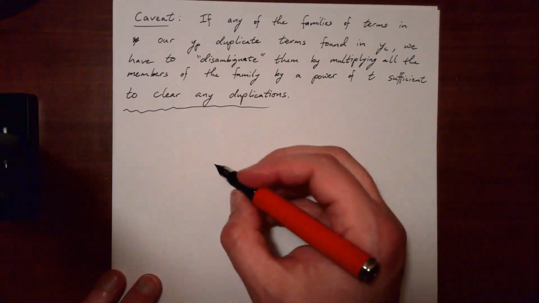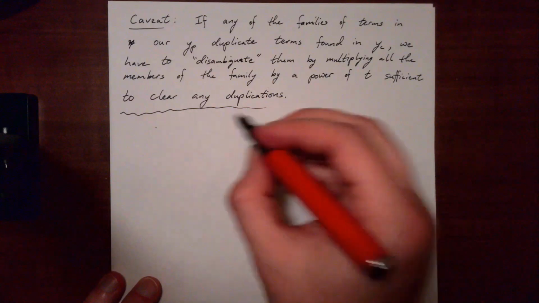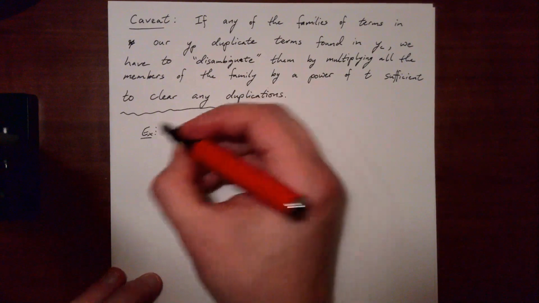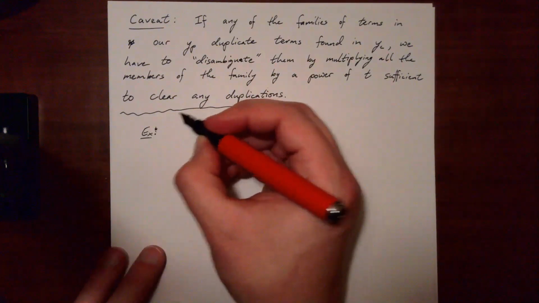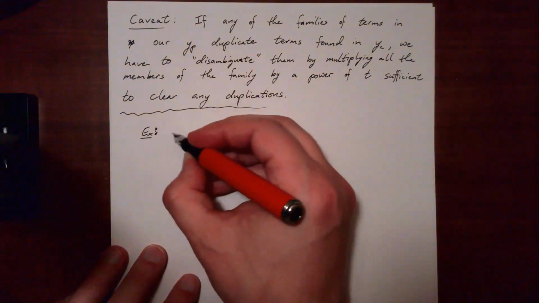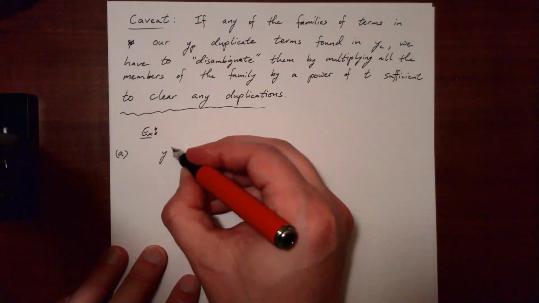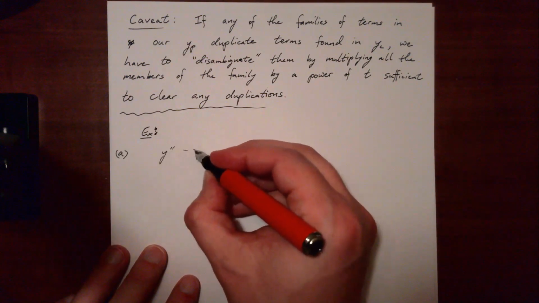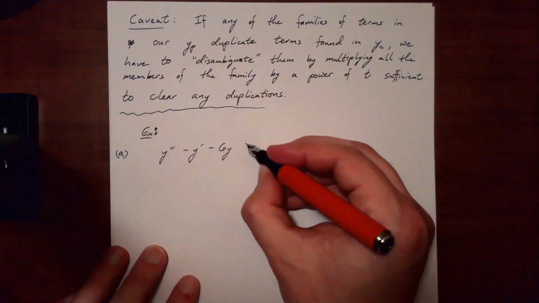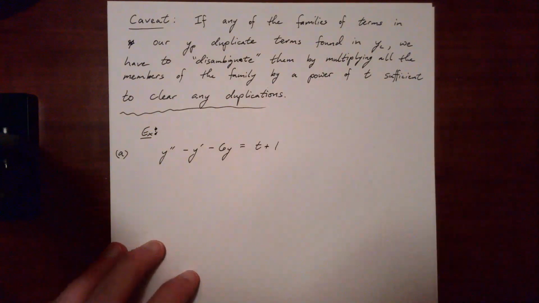But let's first explain why this works. No, let's do some examples first, and then we'll discuss why it works. So let's just see some examples of this in action. Example A. Let's take y double prime minus y prime minus 6y equals t plus 1.